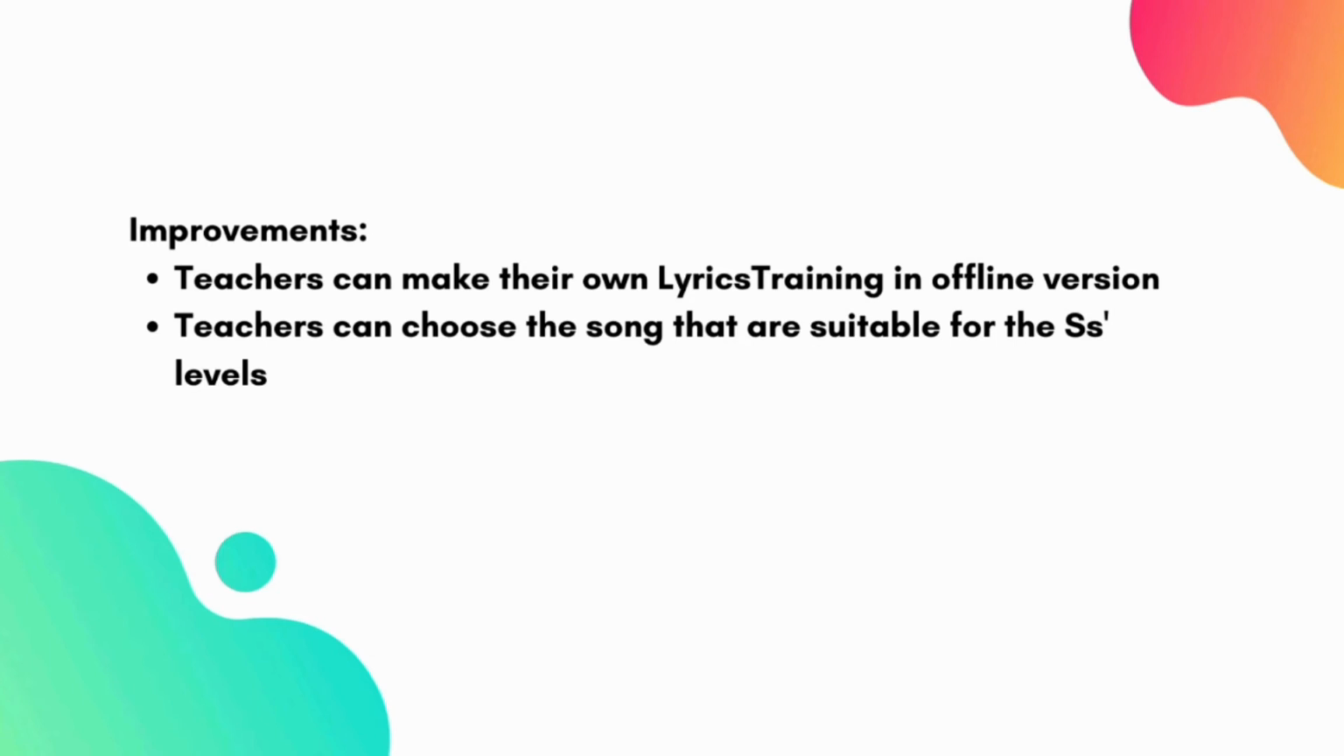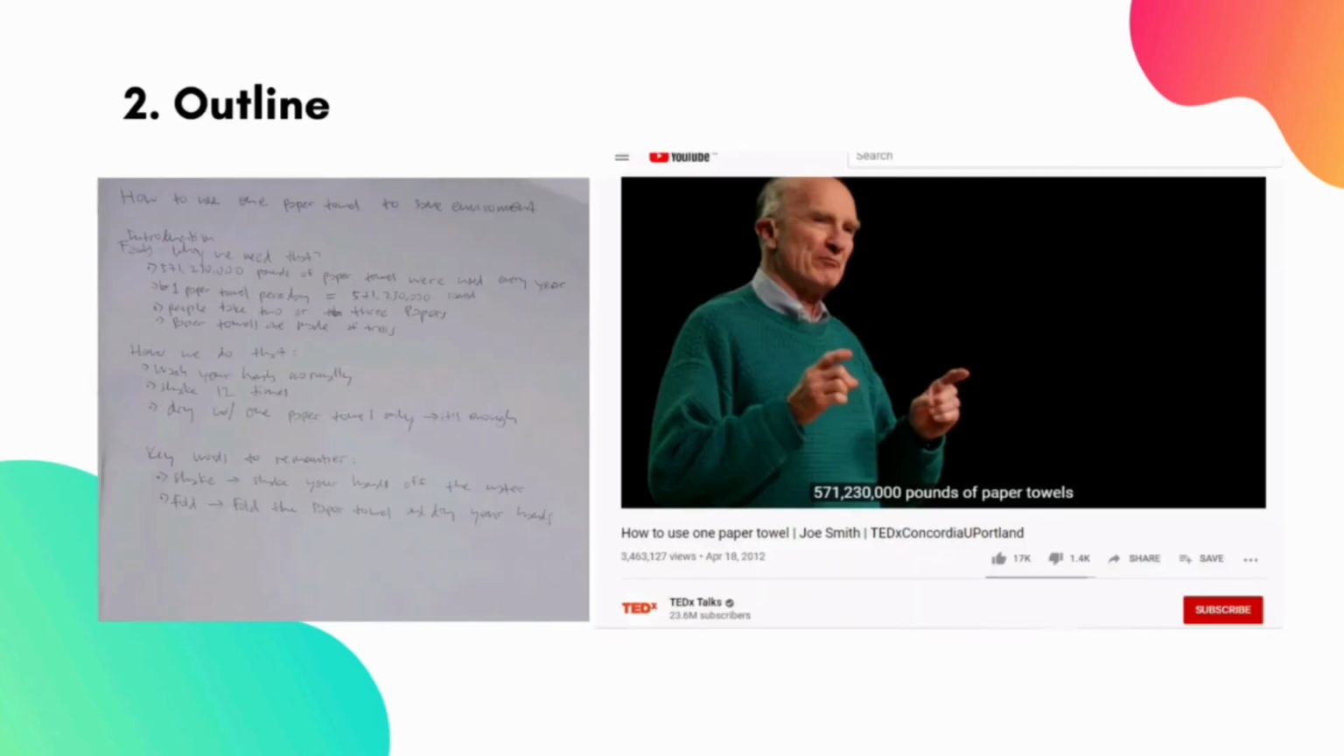Last but not least, the improvement we suggest for this test. Teachers can design their own offline version of lyrics training. The teachers only need to make it a paper-based test and download the song before the test starts. Teachers may choose the song selectively based on the student's level and ability. And for sure, teachers also can make their own choice of song parts and words so that the blank words can be less repetitive.